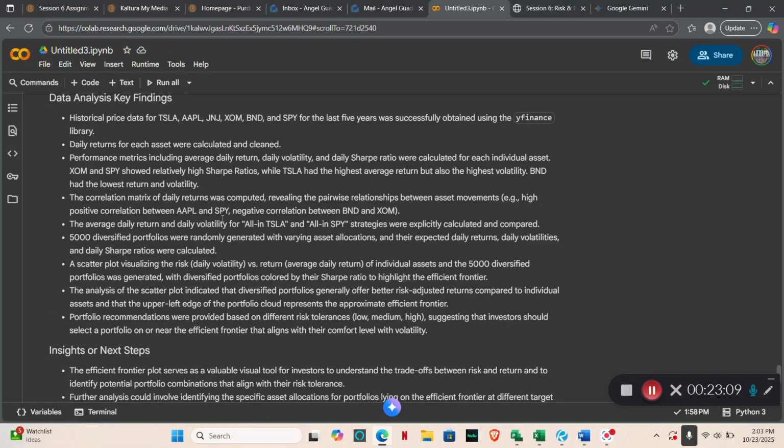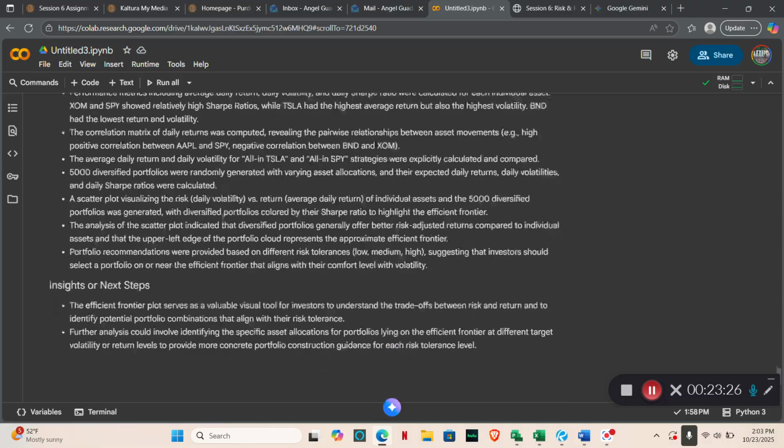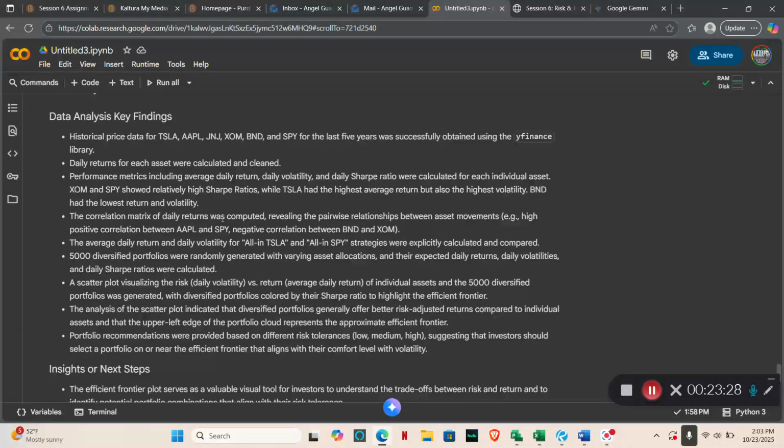A correlation matrix of daily returns was computed. 5,000 diversified portfolios were randomly generated. The plot visualized the risk, daily volatility, versus the average daily return of individual assets and the 5,000 diversified portfolios that were generated, and so on and so forth.